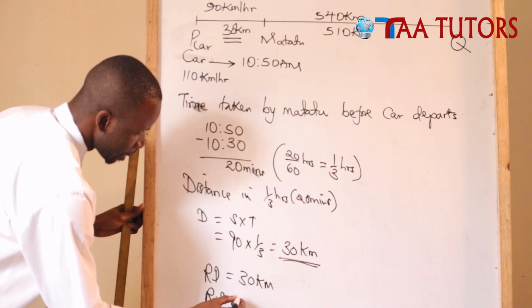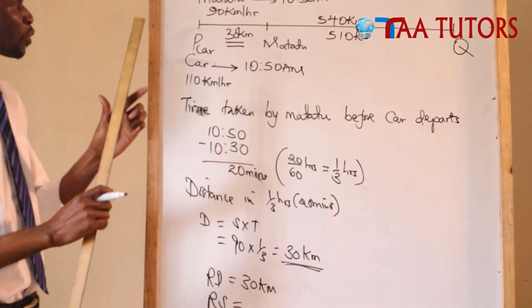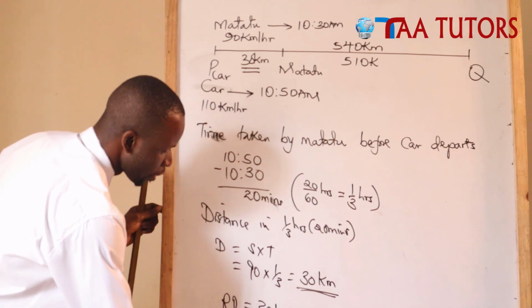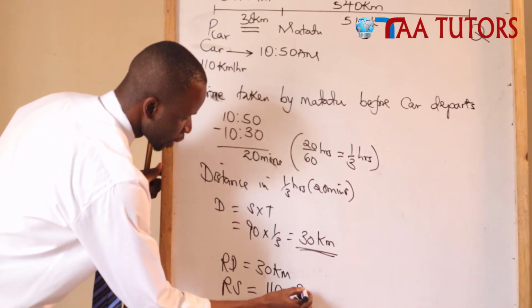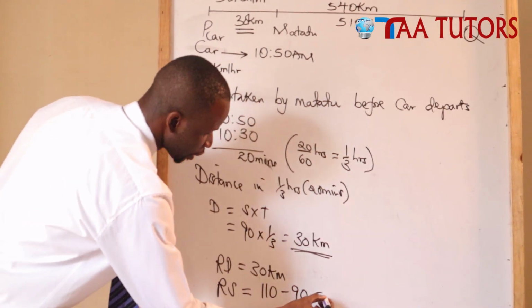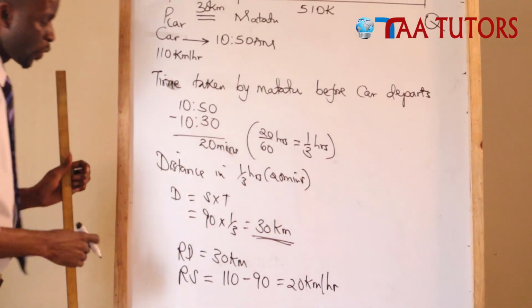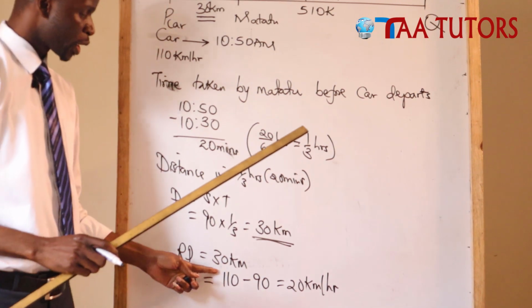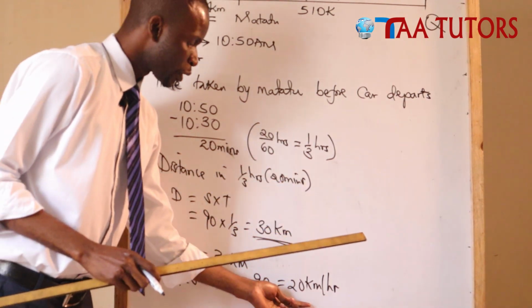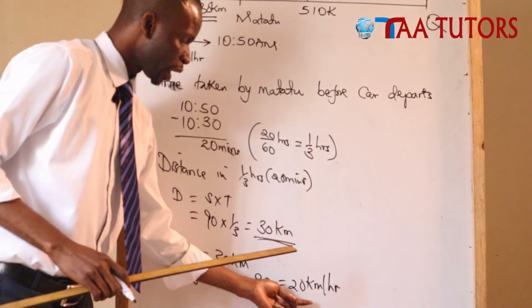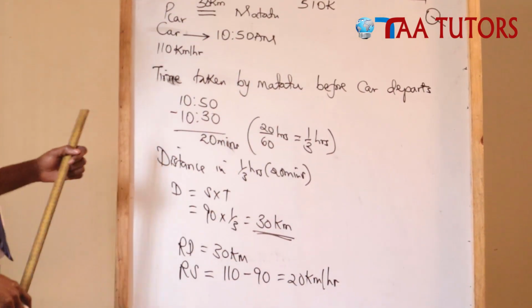Relative distance is 30 kilometers. Relative speed, I said, for two objects moving in the same direction, we subtract. So relative speed will be 110 minus 90. That will give us 20 kilometers per hour. So the relative distance is 30 kilometers and the relative speed is 20 kilometers per hour.